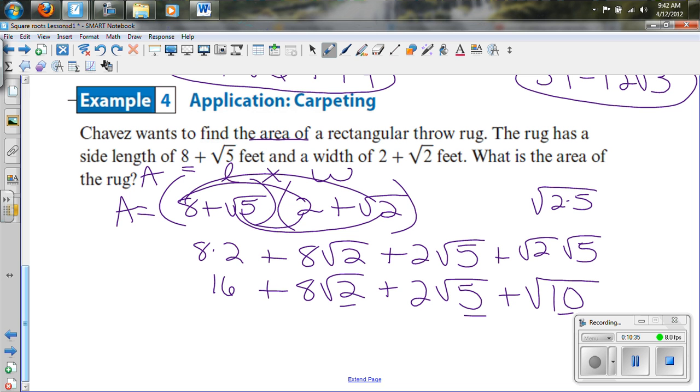This concludes multiplying with radicals.